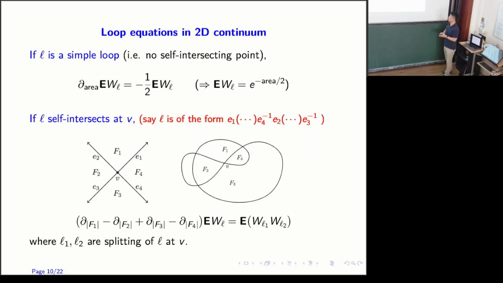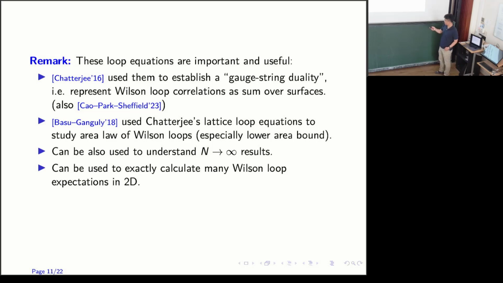Because, for example, if you start with a complicated Wilson loop, then you can use this equation to split at the intersecting point. And after using this equation several times, maybe you end up with a much simpler loop, like a circle or something. Then you can solve it. Okay, these are some examples of many applications.